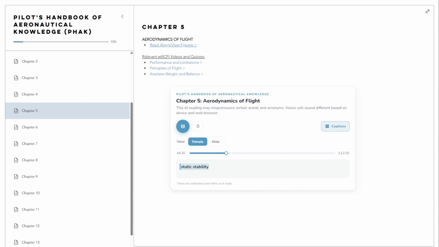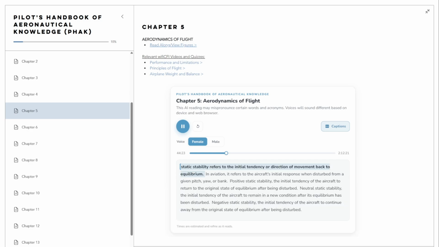Static stability. Static stability refers to the initial tendency or direction of movement back to equilibrium. In aviation, it refers to the aircraft's initial response when disturbed from a given pitch, yaw, or bank. Positive static stability: the initial tendency of the aircraft to return to the original state of equilibrium after being disturbed.